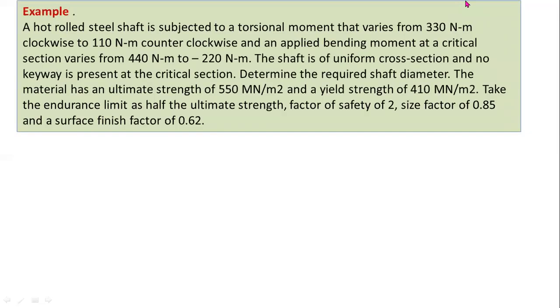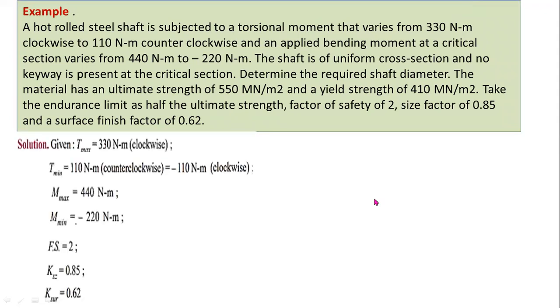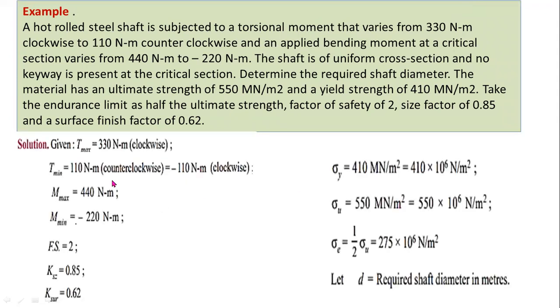In the next class, I will explain about this problem. This is a torsion problem. These are the given values. All of you please try. In this question, maximum torque and maximum bending moment are given. Then you have to find out the suitable size of the shaft.